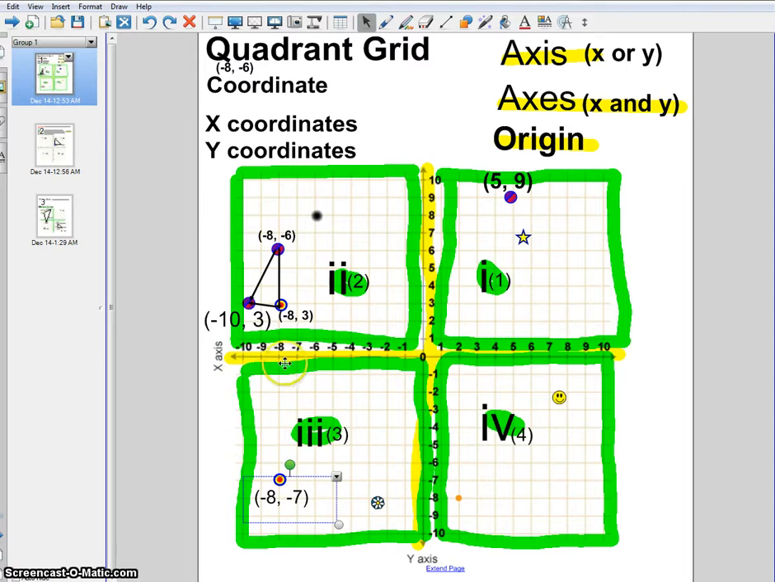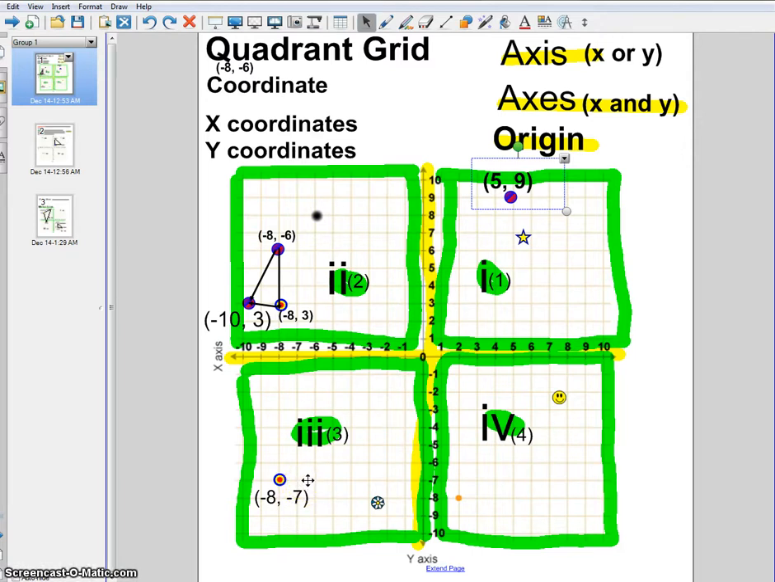All coordinates in this quadrant will be negative numbers. You'll have a negative x-axis and a negative y-axis number. Opposite of quadrant 1, both positives. Positive x-axis, positive y-axis number. These are called coordinates, 5 and 9. 5 is an x-axis coordinate because it comes first. 9 is a y-axis coordinate because it comes second. Same thing here. -8 is x because it's listed first. -7 is y because it's listed second.